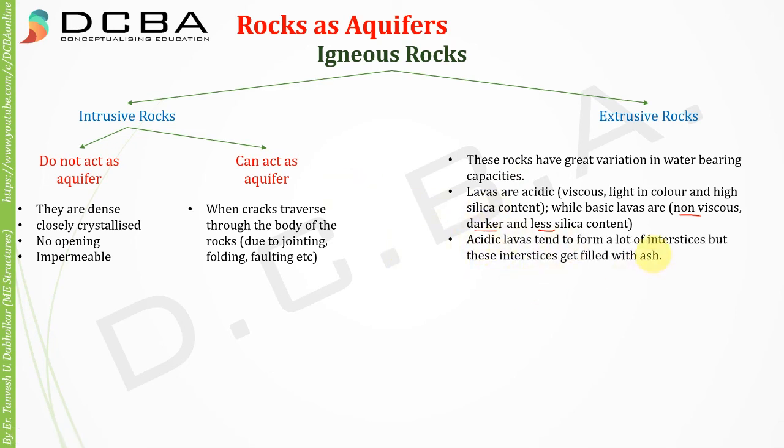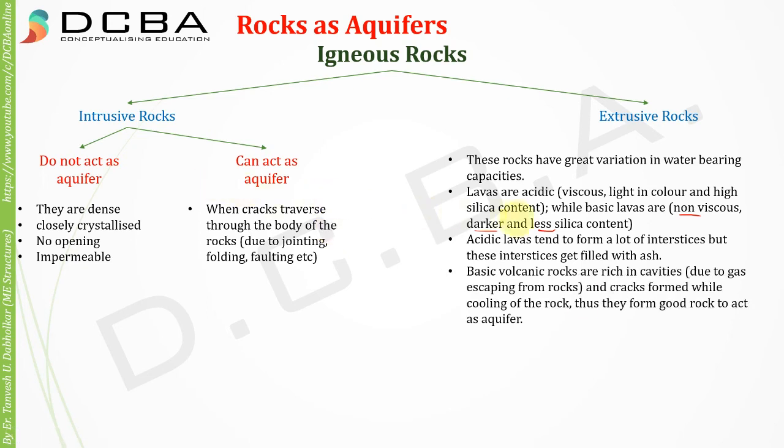Acidic lavas tend to form a lot of interstices, but these interstices get filled with ash. So when the rocks are formed due to acidic lavas, there are a lot of pores available in those rocks, but generally those pores get filled with ash. Basic volcanic rocks are rich in cavities, so they also have a lot of pores, and these are mainly due to the gas escaping from the rocks and cracks formed while cooling of the rock. Thus they form good rock to act as aquifer. So what we can see from extrusive rocks is that basic volcanic rocks are a better option for aquifers than the acidic ones.